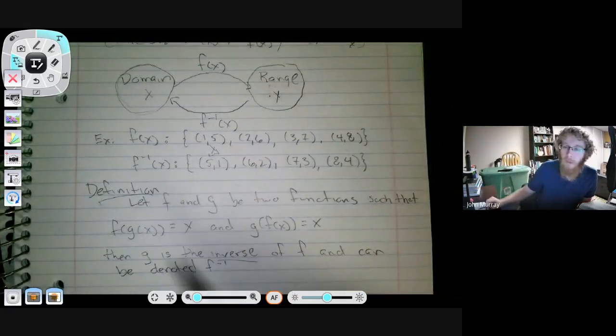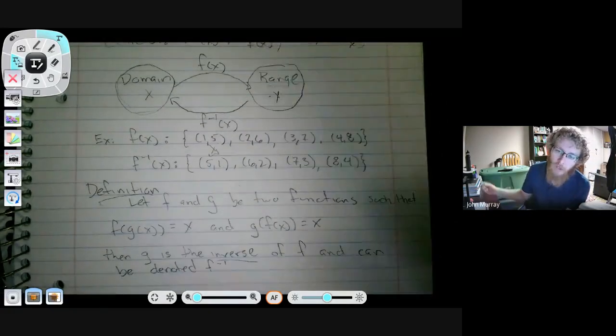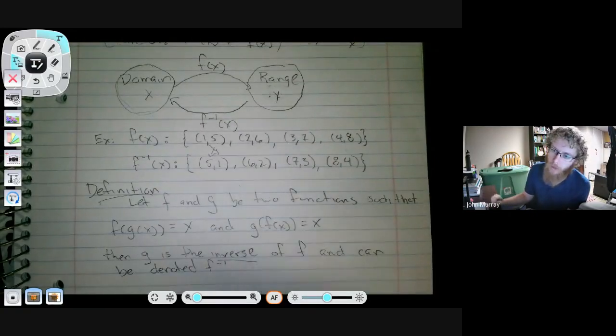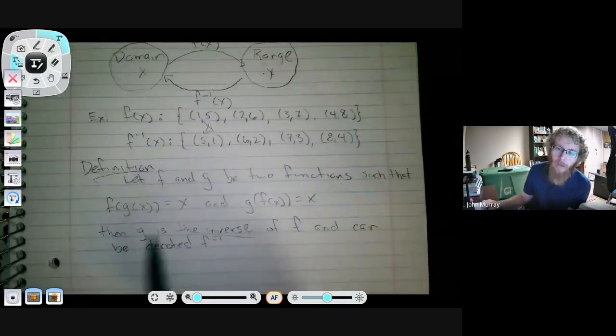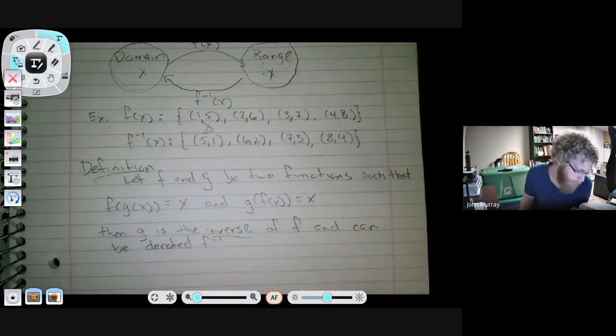So if we see this condition where we do a composite function and our answer after we simplify is just x, and it's the same for the reverse where we do g of f of x, then we can officially say that g is the inverse of f and can be denoted f to the negative 1.